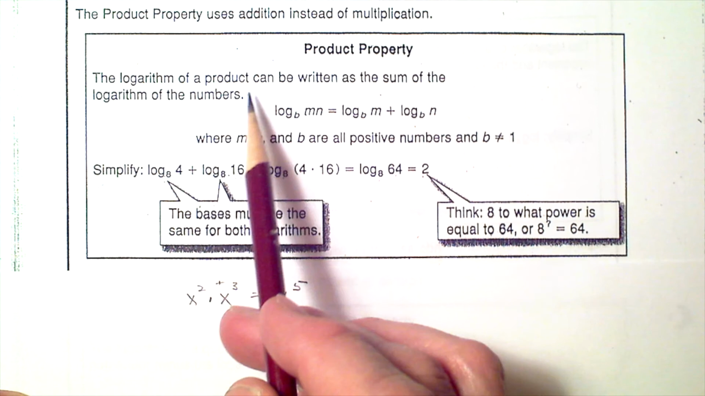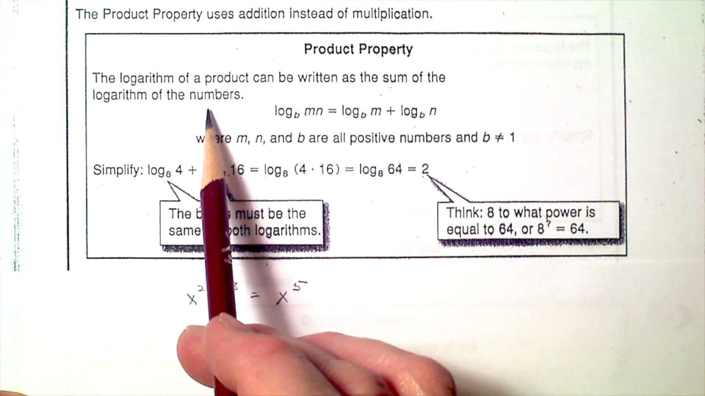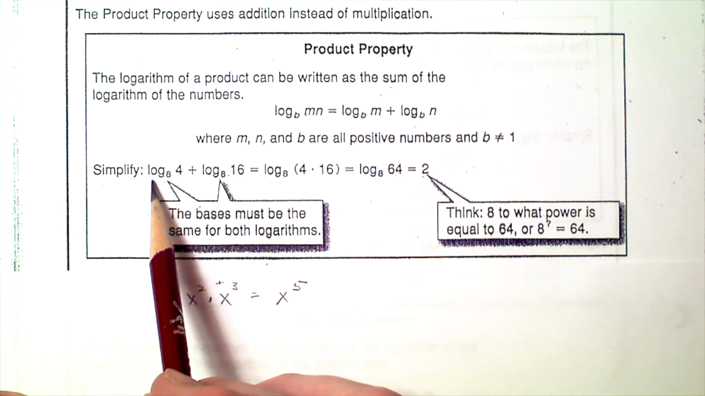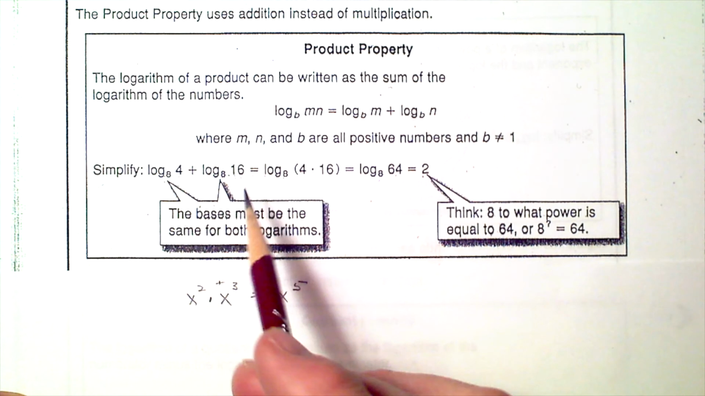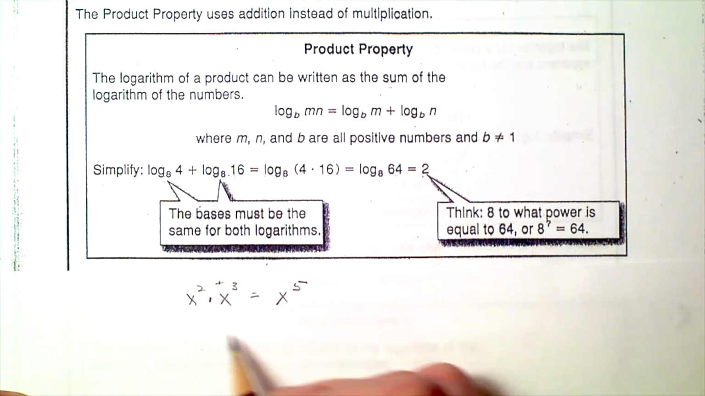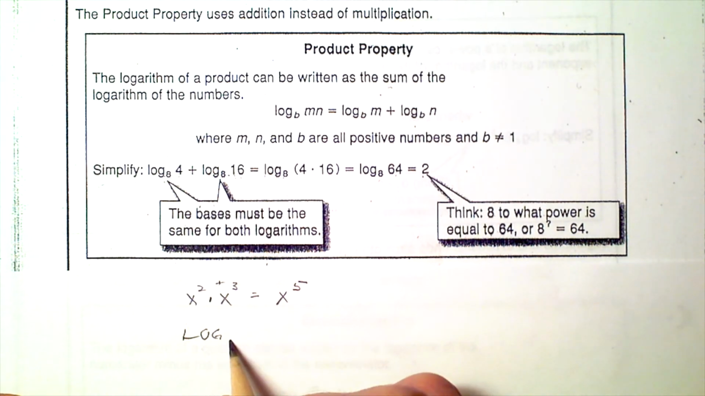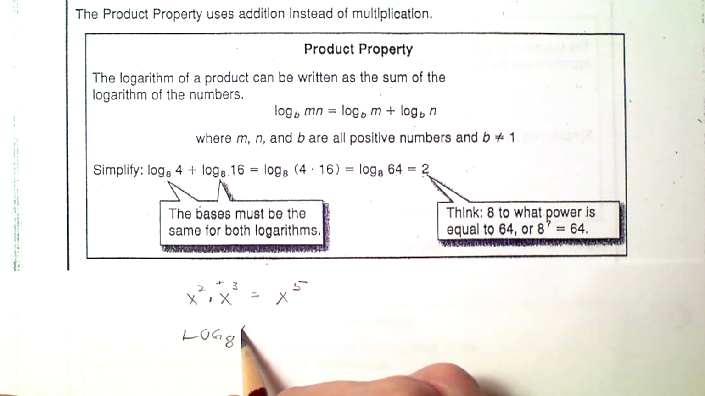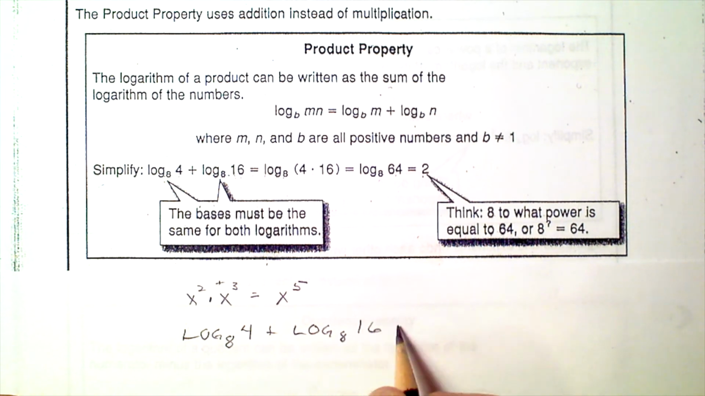The logarithm of a product can be written as the sum, adding, of the logarithms of the numbers. So, log base 8 of 4 plus log base 8 of 16. How do you do that? Well, you do it like this, okay? Log base 8, and they have to have the same base, of 4 plus log base 8 of 16 equals.